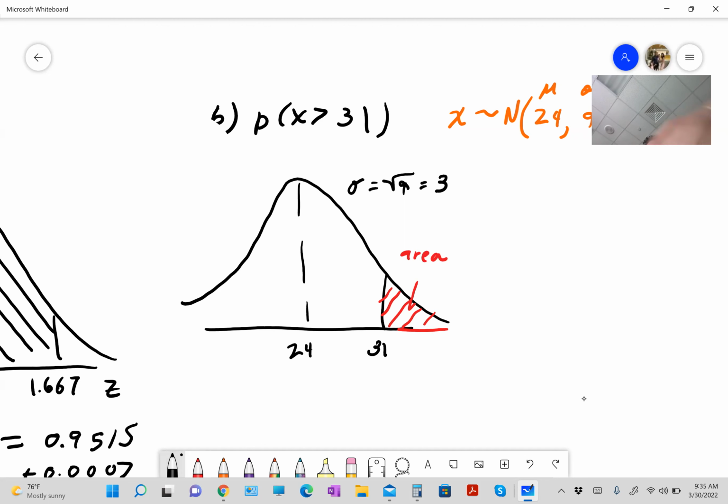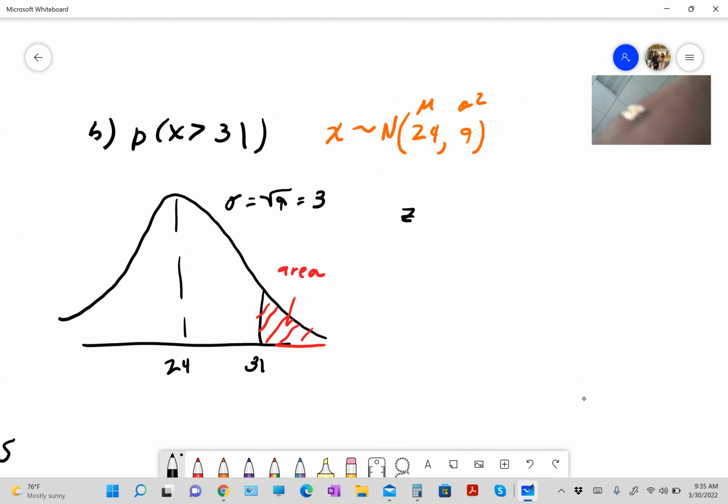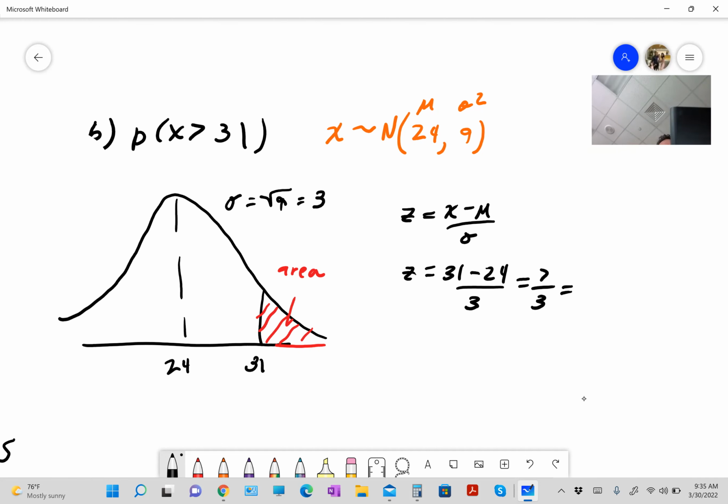So the first step is we do what? We do z equals x minus mu divided by sigma. Always x minus the mean. So it's 31 minus 24 divided by 3. Well, 31 minus 24 is 7. 7 divided by 3 is 2.33.